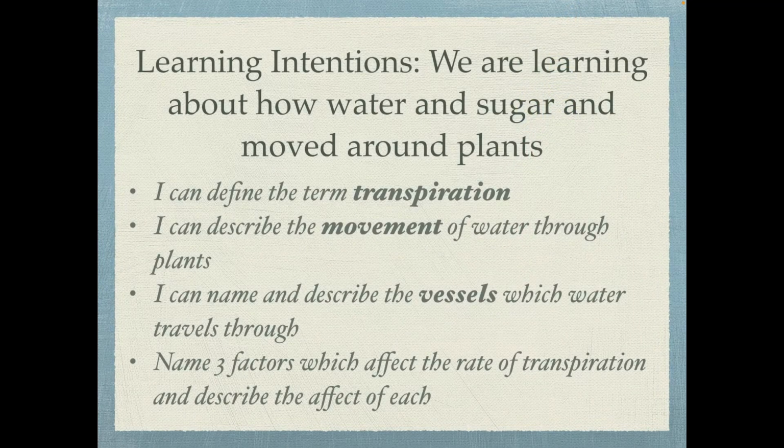Okay, so the answers. Transpiration is defined as the process of water moving through a plant and evaporating out of the leaves. To describe the movement of water, there's three parts. One, water enters the plant through the root hairs. Two, water travels up through the stem of the plant in vessels called xylem. Three, water evaporates out of the leaves of the plants through pores called stomata.